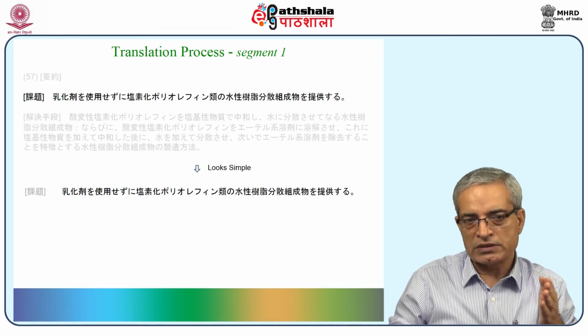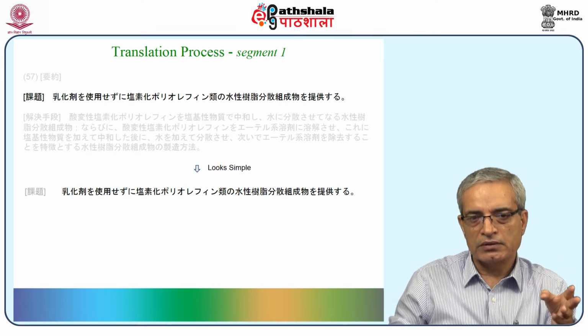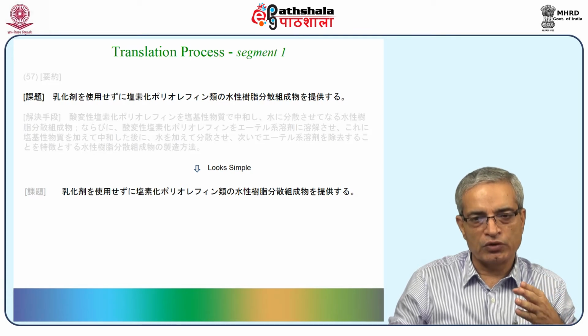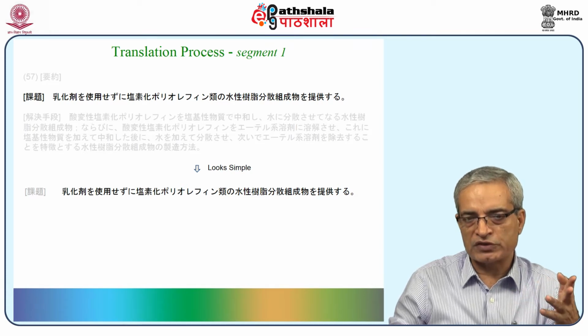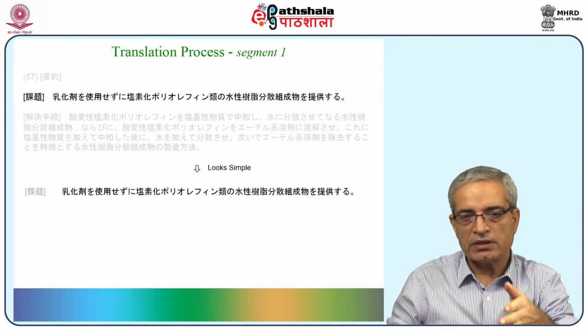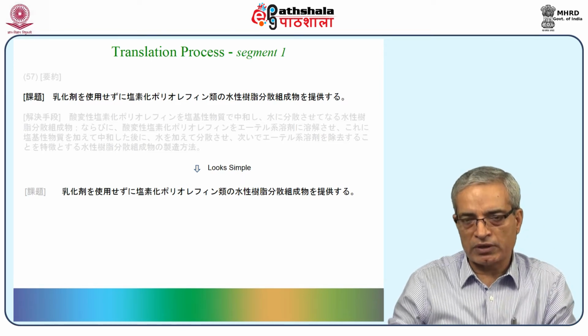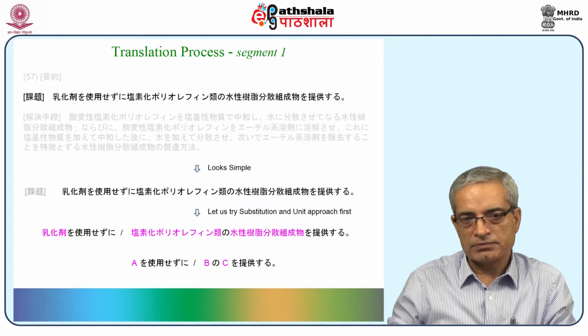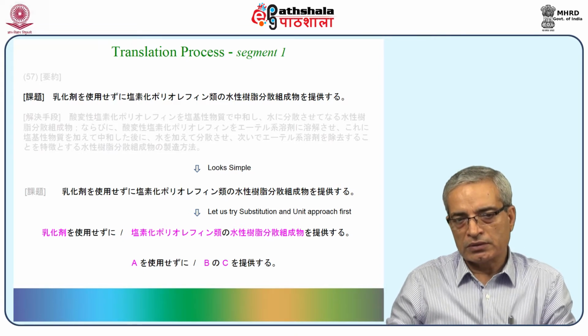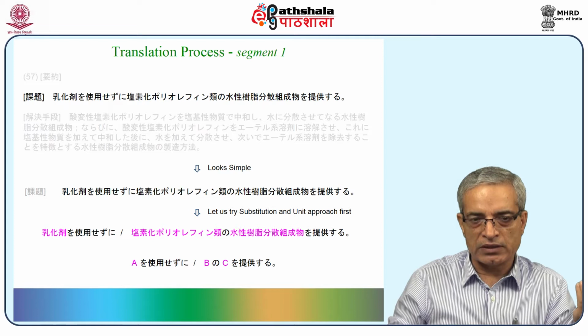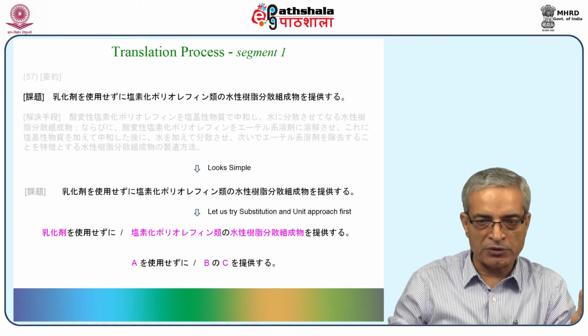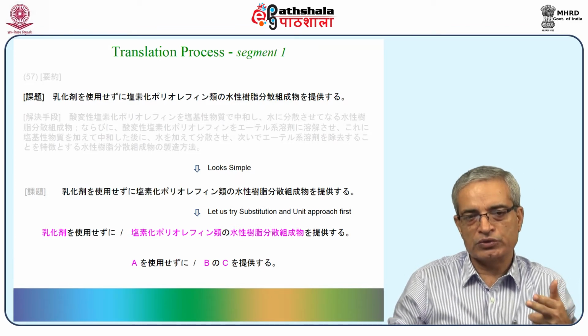It's new kazai po shio sezuni in so ka pori orifin rui. It's almost the same as what we have seen in the previous slide. Suise jushi bunsan so se butsu, same oteke suru. Yes, let's do the substitution first, and the substitution plus unit approach. New kazai, zai is understood, agent, o shio seizuni. Then this new compound can be replaced by A, so A o shio seizuni.